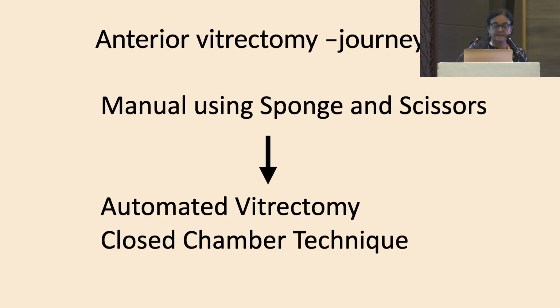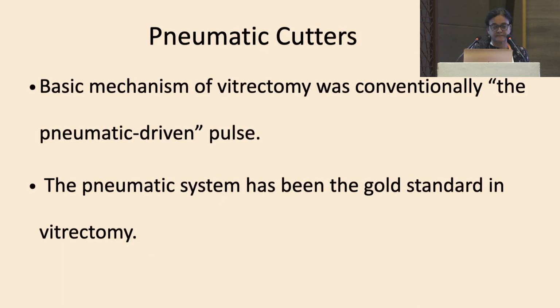How did the vitrectomy journey start? It started long back with ICCE, where intracapsular cataract surgery was done and the anterior hyaloid was disturbed. All surgeons tried not to disturb the anterior hyaloid, but eventually, if it did happen, they used to do a sponge vitrectomy, that is sponge and scissors. But later on, Kaufman came up with the concept of automated vitrectomy. Now we have a highly evolved closed chamber technique of anterior vitrectomy as well as posterior vitrectomy.